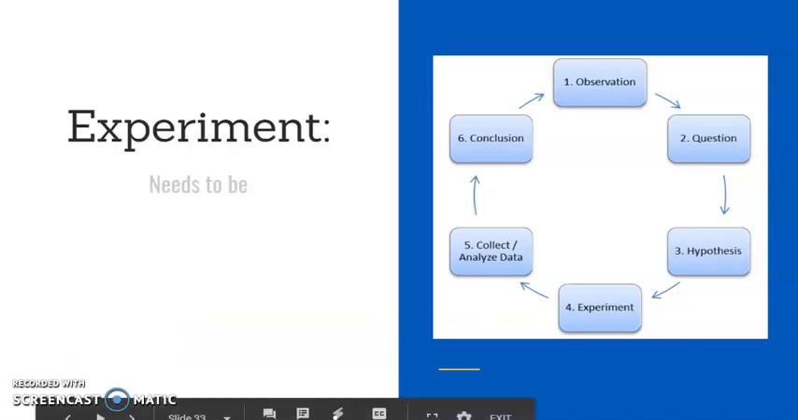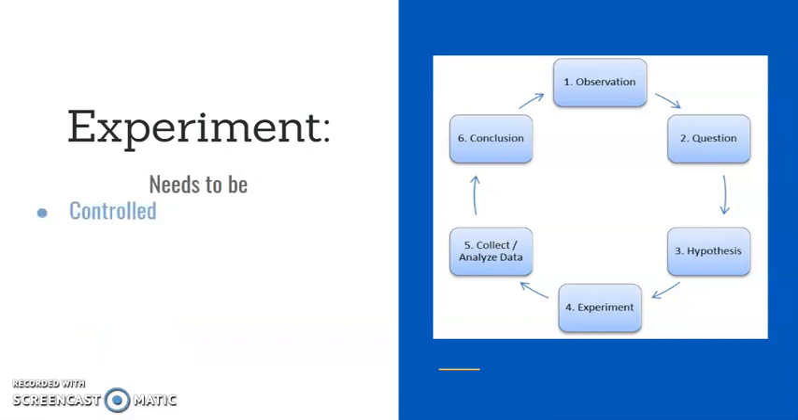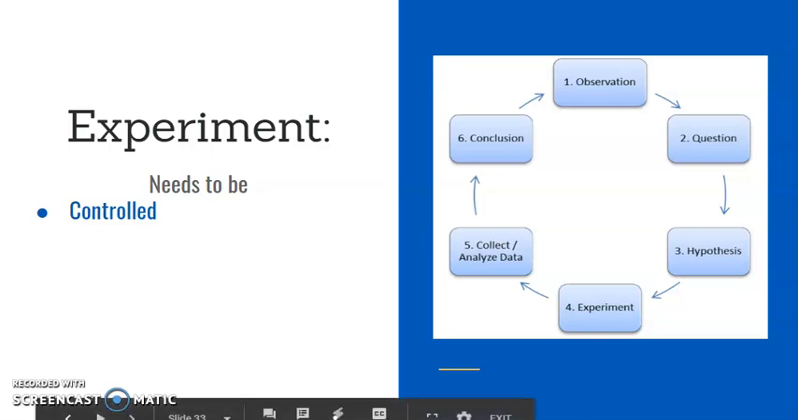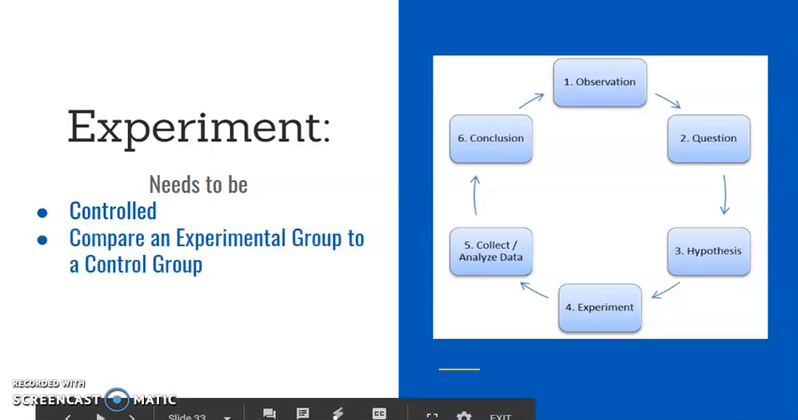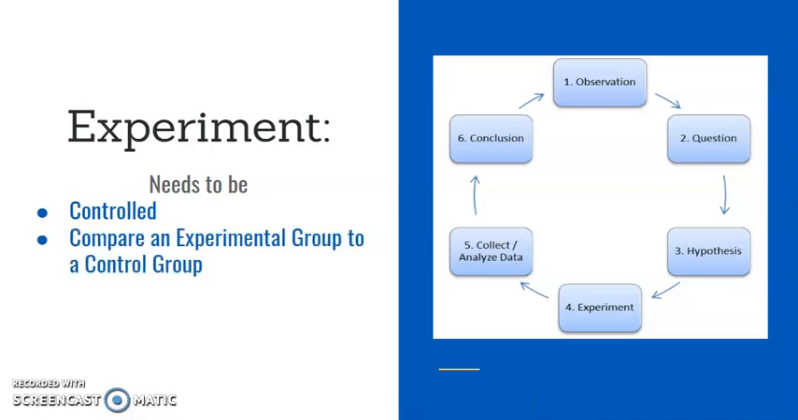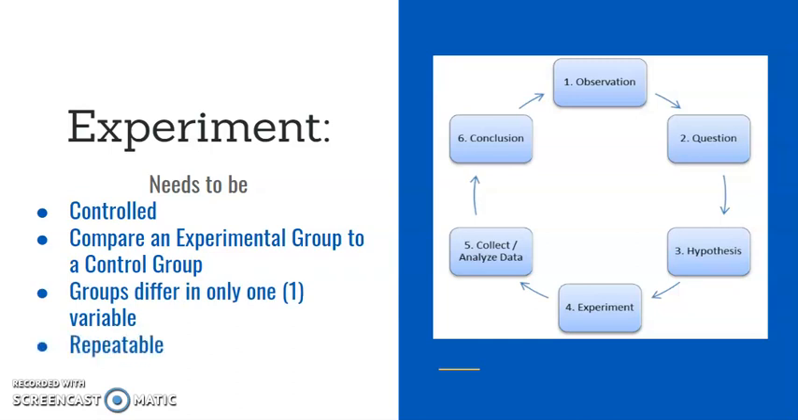The experiment needs to be controlled with dependent and independent variables. The dependent variable is what is measured in an experiment, while the independent variable is sometimes referred to as the treatment and is believed to be causing the change. An experiment will compare an experimental group to a control group. The two groups differ only in one variable. The control group will not receive any independent variable treatment. Lastly, a good experiment needs to be repeatable by other scientists in the same field.